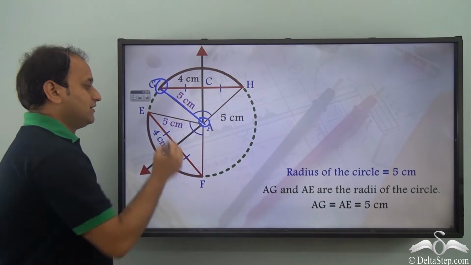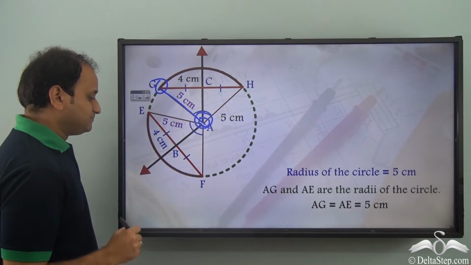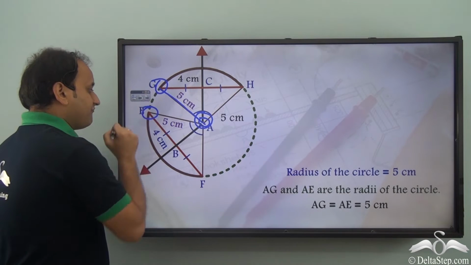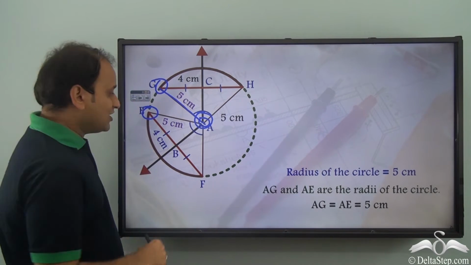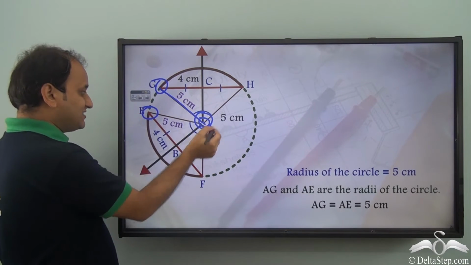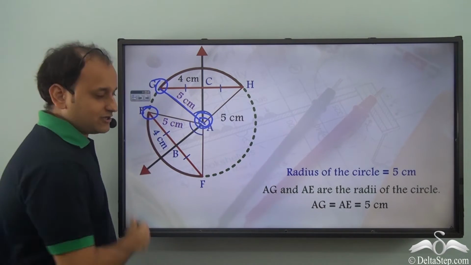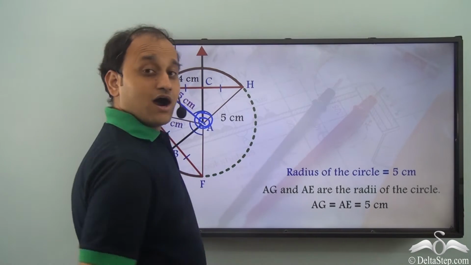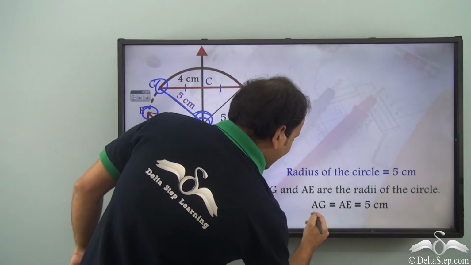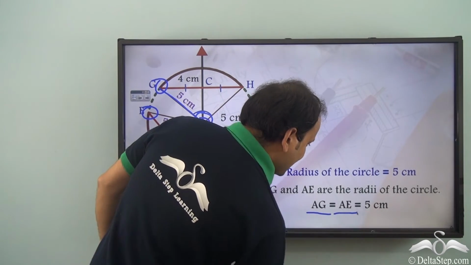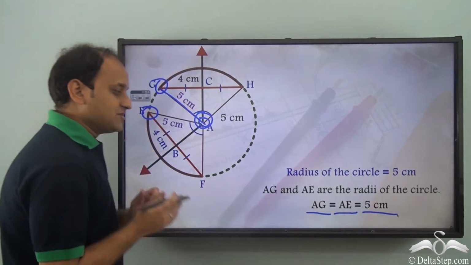Similarly, AE, we have center and we have E here. Again, E is a point on the circle. So we have a line segment joining center and point E on the circle. So even AE is a radius of the circle. So we can say that AG is equal to AE is equal to 5 centimeters.